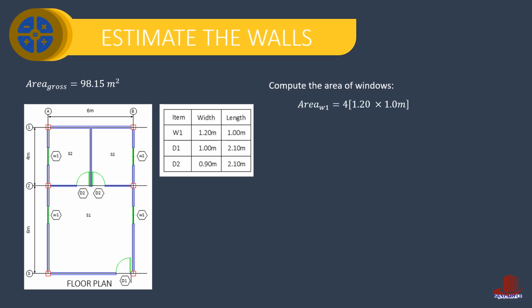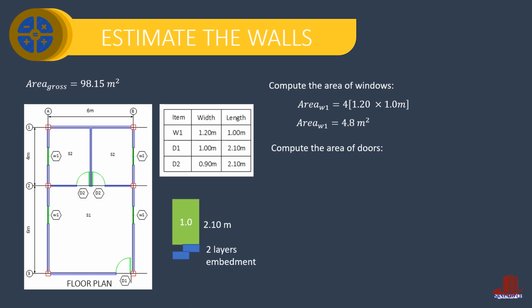There are 4 W1 in the floor plan, with dimensions 1.2 by 1. The area of windows is 4.8 square meters. Next is to take the area of the entrance door, which from the schedule is 1 meter by 2.1. However, the area also reflects down under NGL, as it is unnecessary to have 2 layers of embedment under the door. So the area of the door opening is 1 by 2.1 from the door itself, and the embedment, which is 1 by 0.4 meter, giving the door opening as 2.5 square meters.